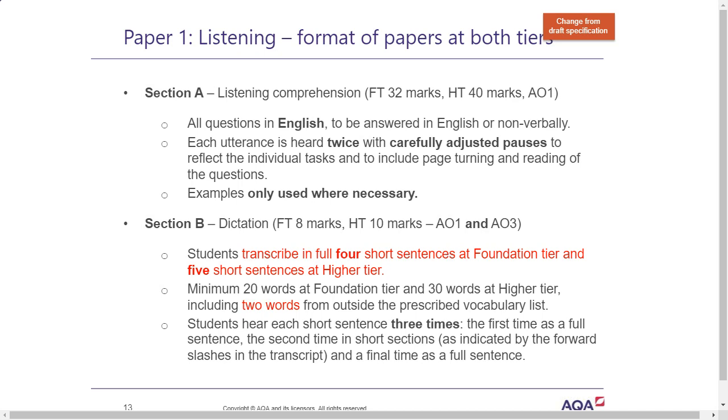In order to have marks for AO1, we couldn't include any scaffolding, but we're confident that with the split of marks between AO1 and AO3, all students can gain marks from this task and feel successful. At each tier, as I said, there are 2 words from outside the vocabulary list, and that will be the same in every exam series. There are no changes to the number of times the dictation is heard, which is 3, and we're going to look in detail at the marking of the dictation task in a moment, as that has also changed significantly, and I'm sure you'll be very pleased to see the changes here.